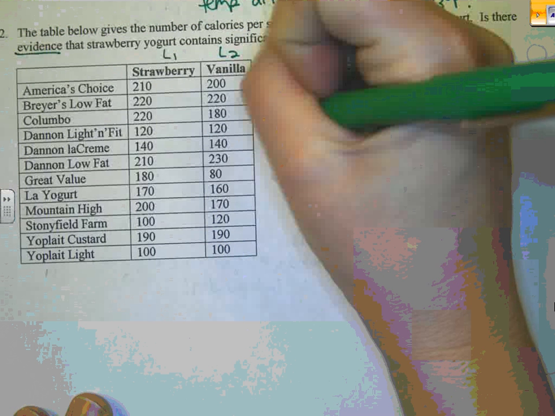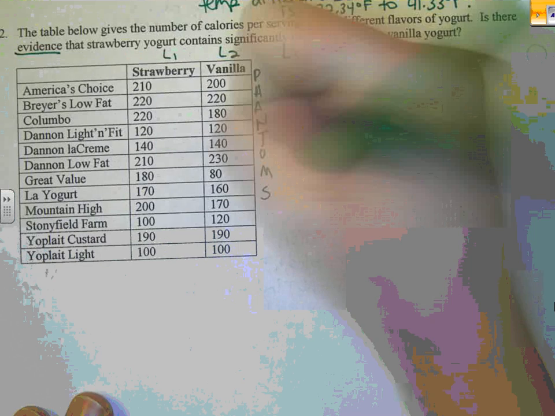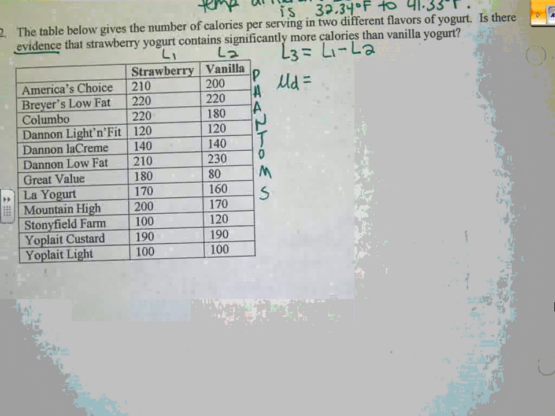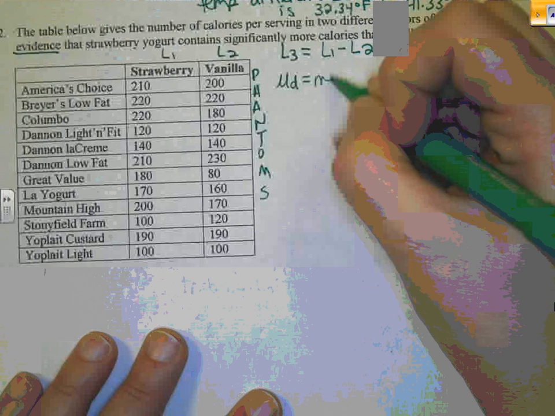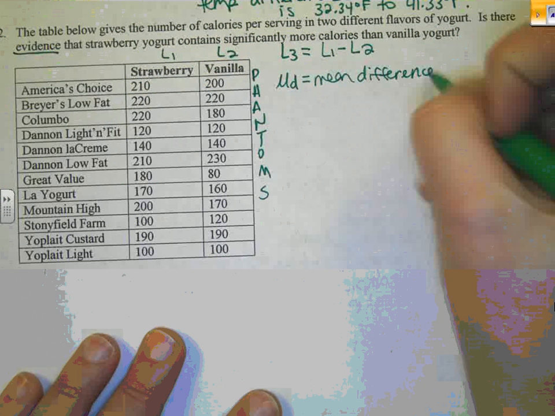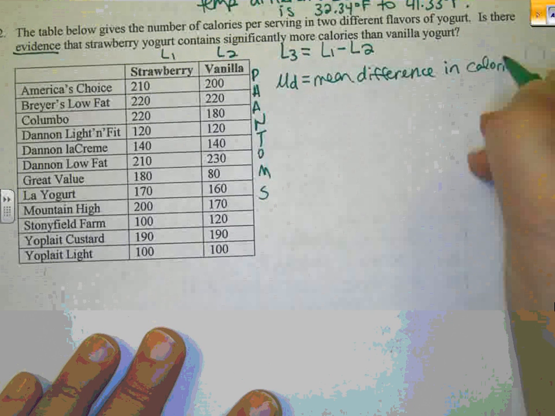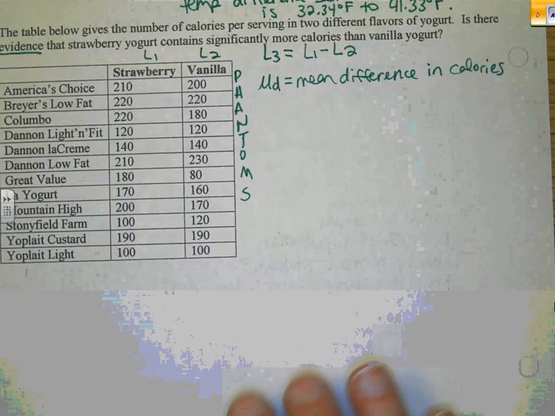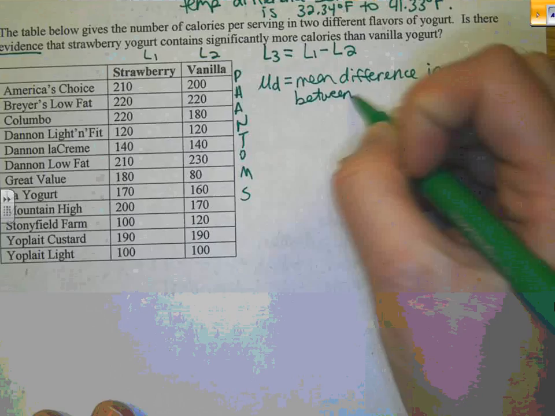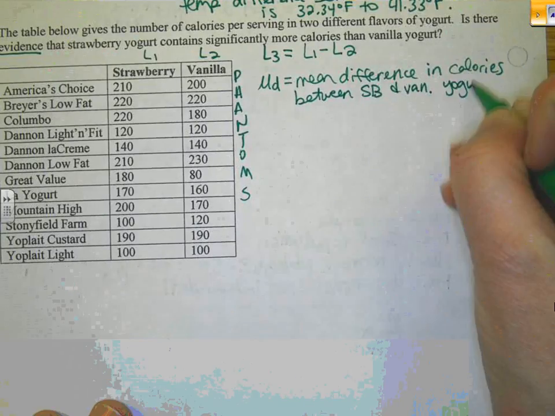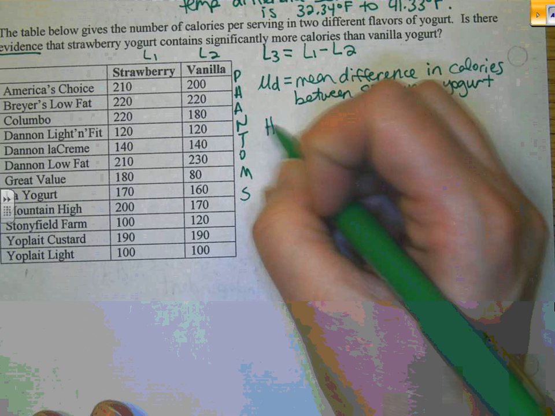Okay, let's go through all the steps. So our parameter is our difference. So it's the mean difference in what? Yeah. In calories. The mean difference in calories, I guess, between strawberry and vanilla yogurt. Okay, H stands for hypotheses. So let's write our hypotheses.